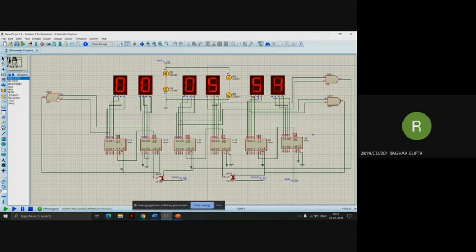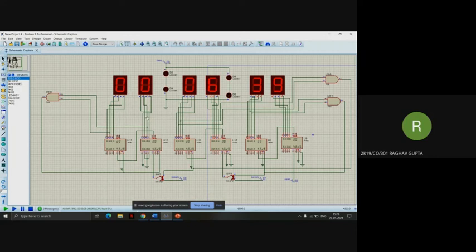Sir, we have taken an AND gate. Its first input is connected to the 6th IC terminal 2, and its second input is connected to the 5th IC terminal 6. When terminal 6 of the 5th IC is high, it means that it has reached 4, and when terminal 2 of the 6th IC is high, it means it has reached 2. So sir, when the output of the AND gate is high, it means that the display on the hours block has reached 24.